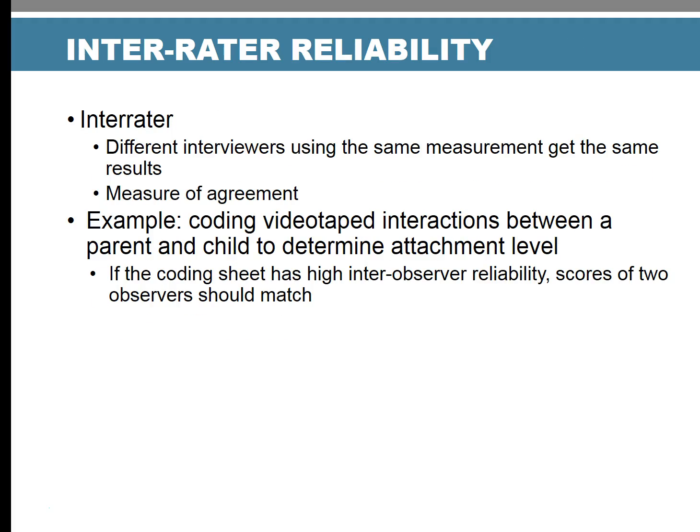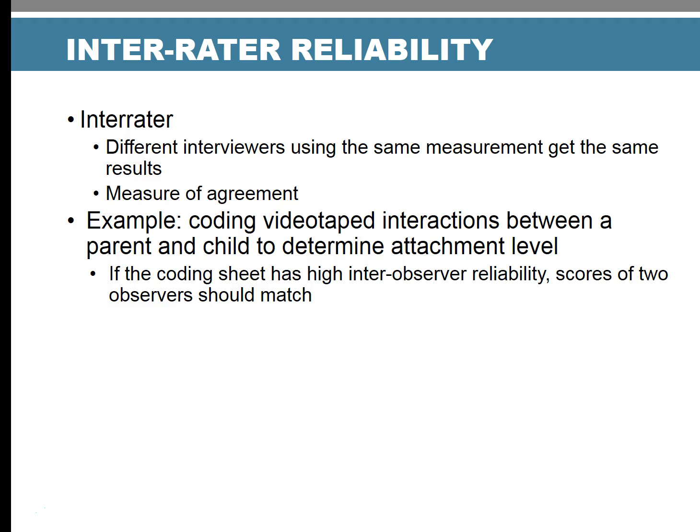With inter-rater reliability, different interviewers using the same measurement should get same or similar results. It's basically a measurement of agreement. A very common method for doing research in social sciences is to videotape interactions. And if I'm studying mother-child interactions and trying to measure attachment level, I might videotape the interactions of mothers and children, and then I would go back later and code those interactions according to a sheet that I had developed. So I'm going to look for specific things that happen in that interaction and then determine whether or not they have a high, medium, or a low level of attachment to the parent.